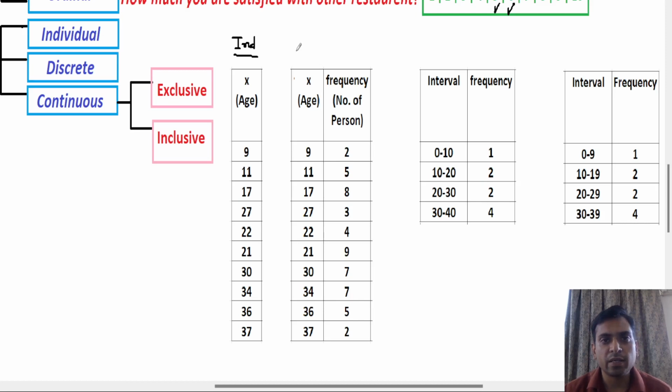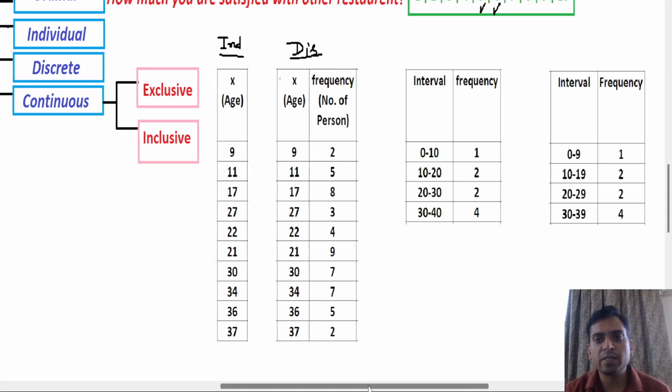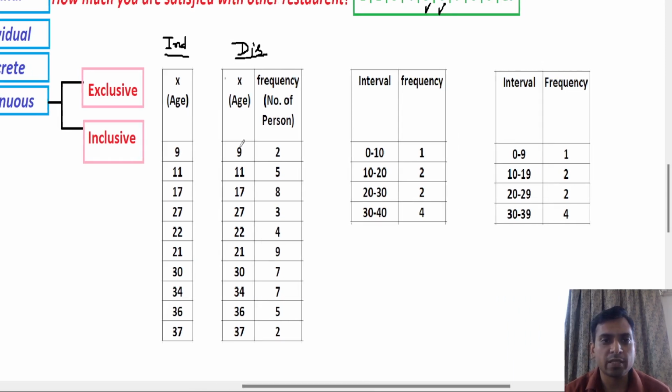So this data is considered as what? This data is considered discrete data. And you can write this data in interval form, just like between 0 to 10 only one observation is there. So 0 to 10 one observation, and 11 to 20 1 2 3.